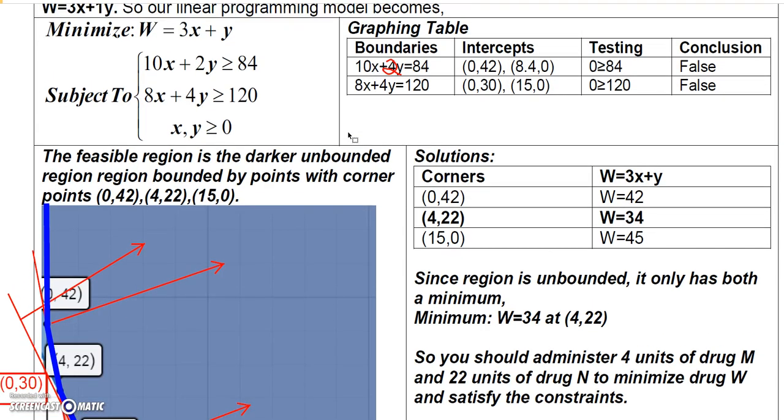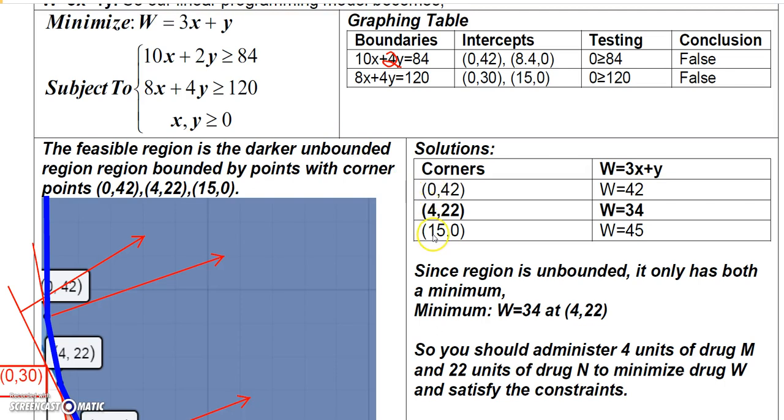So we get three corner points, the (0, 42), the (4, 22), and the (15, 0). And we want to plug them into the objective function 3x plus y. So notice if you plug in (0, 42), in other words, if you don't use any substance M and use 42 units of substance N, then you'll get 42 units of drug W. If you use 4 units of substance M and 22 units of substance N, that'll give you 34 units of drug W. And then if you use 15 and 0, that'll give you 45 units of drug W.